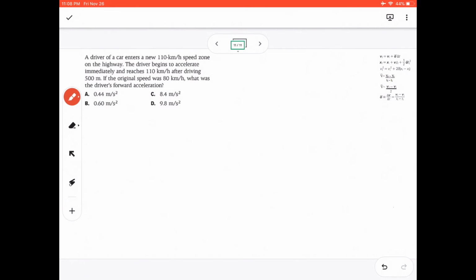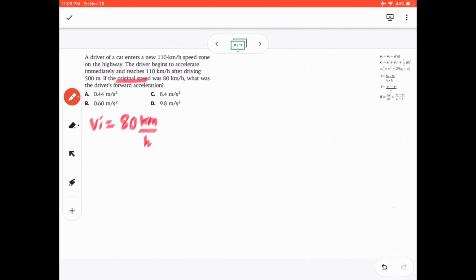All right, so our VI here is equal to 80 kilometers per hour. We're going to change this to meters per second. Why is it that it's the VI? Because it says here original speed. So we're going to change this to meters per second.